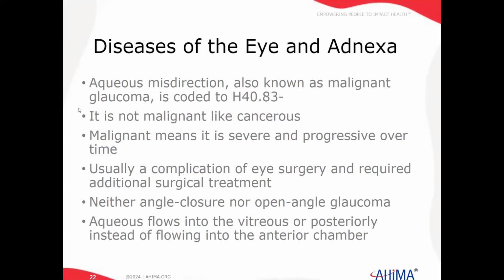Aqueous misdirection is a term that we see, and this is also known as malignant glaucoma. It's not malignant in terms of cancer, it's just meaning that it's severe and progressive. Usually this is a result of some sort of traumatic blow to the eye, sometimes complications of previous eye surgery, right? And it's not closed angle or open angle glaucoma.